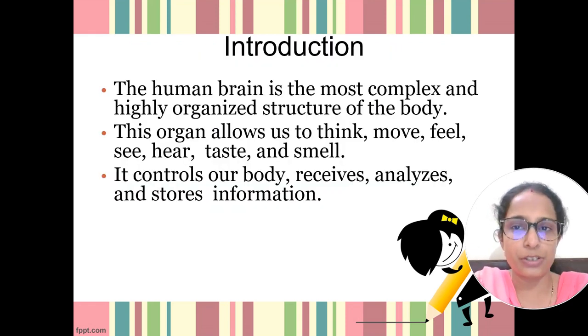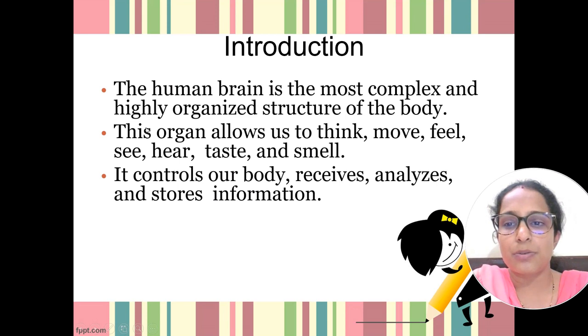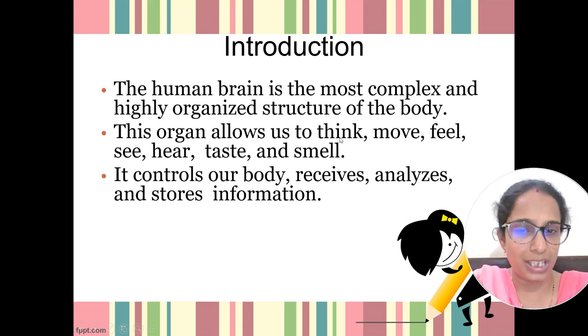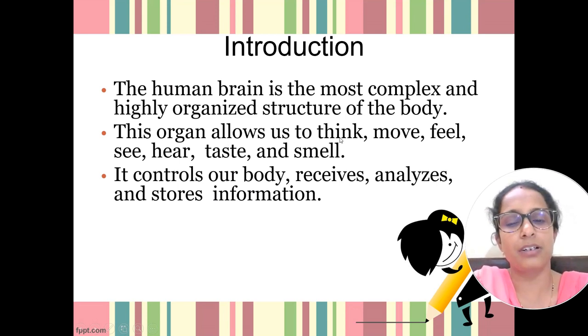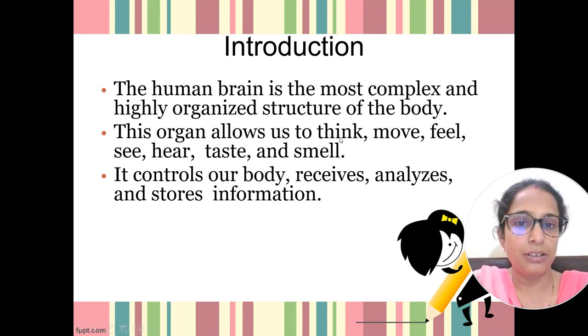So, according to the introduction, the human brain is the most complex and highly organized structure of the body. Our human brain is the most complex structure, and it is a highly organized structure of our body because it contains so many things. This organ allows us to think, but how does our brain work and what are the things we are able to do with the brain?